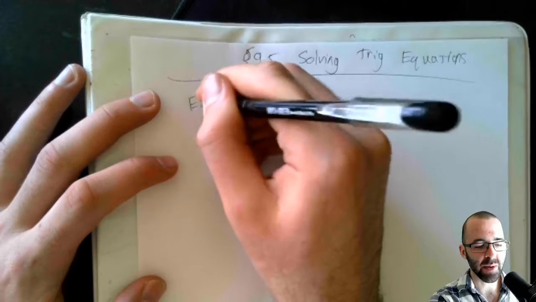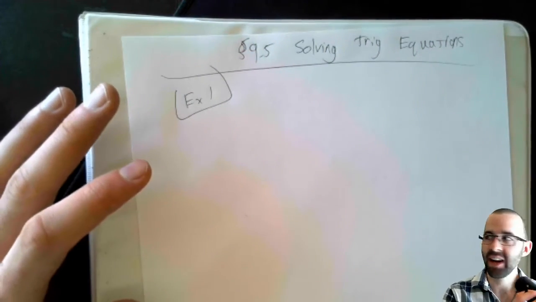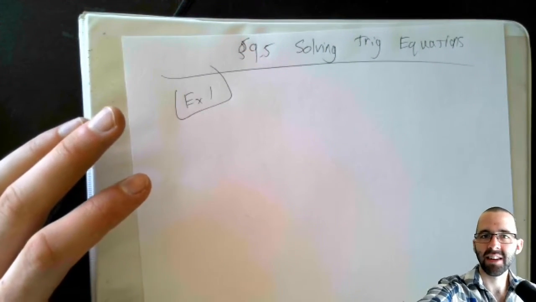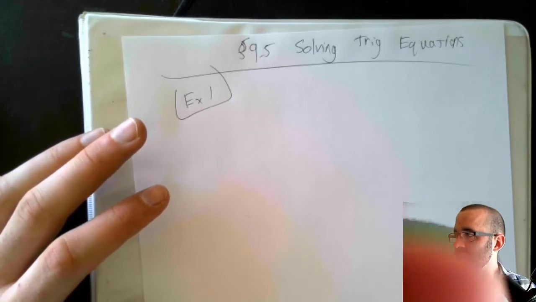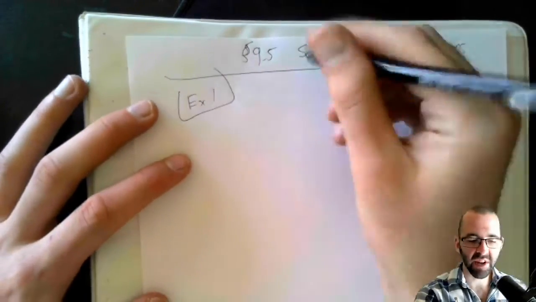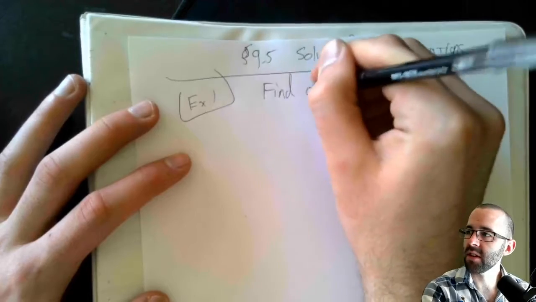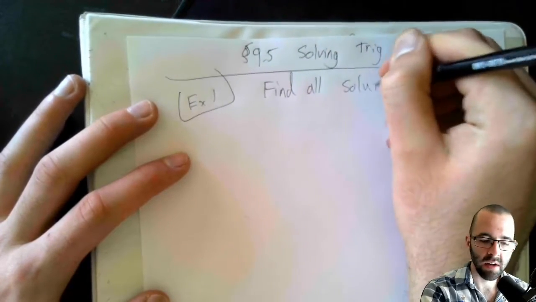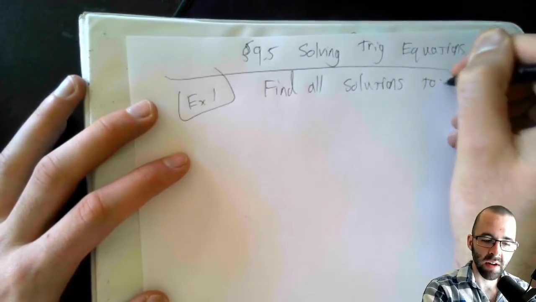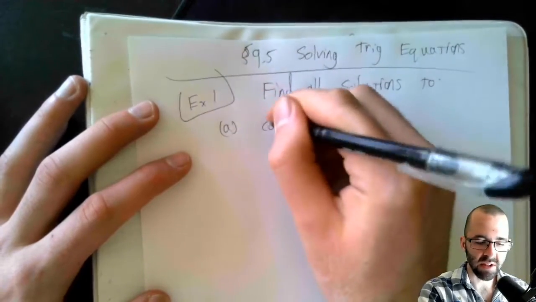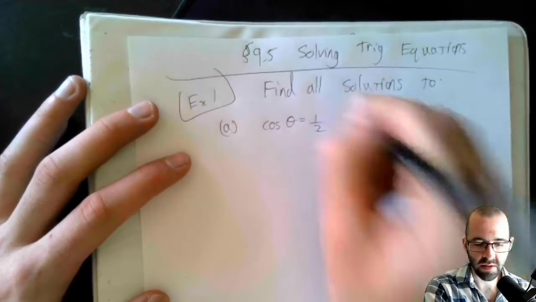All right. So let's start with example 1, and I can move my microphone. This is where I have it when I'm not standing up like that. All right. For example 1, we're just going to find all solutions to an equation. So find all solutions to these trigonometric equations.